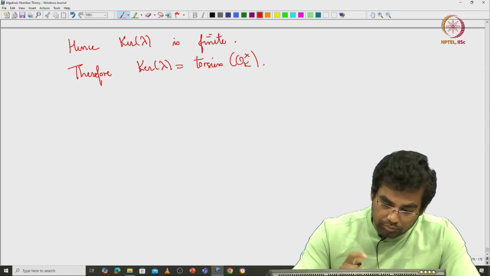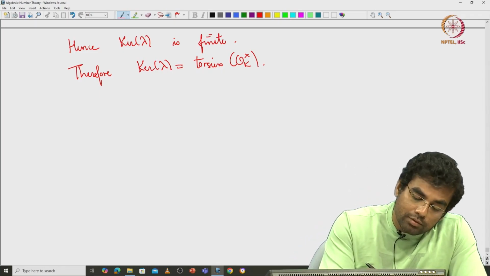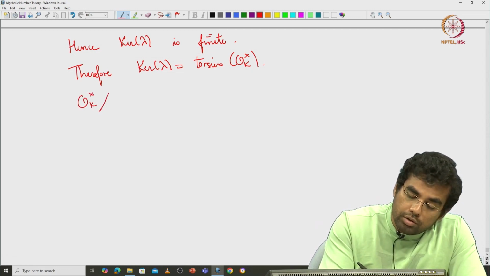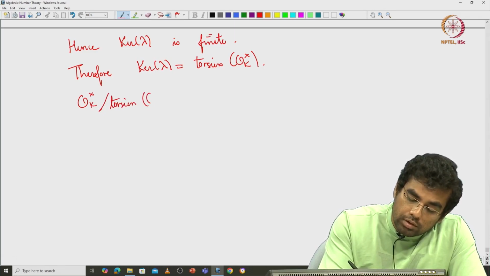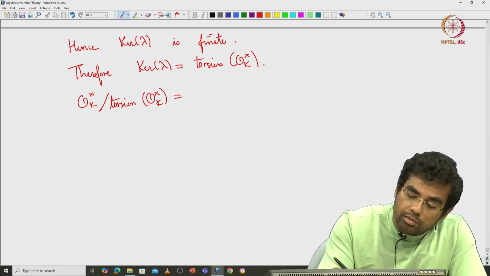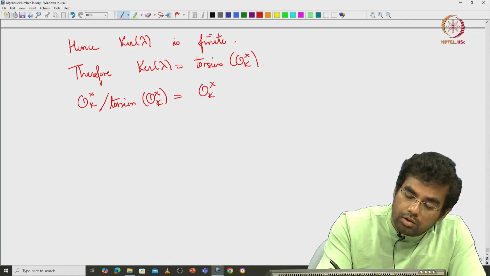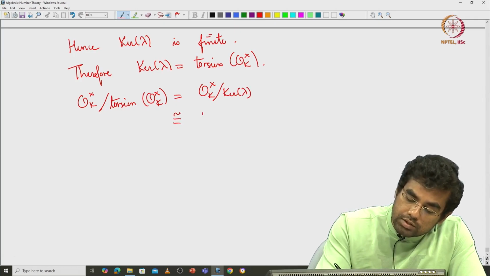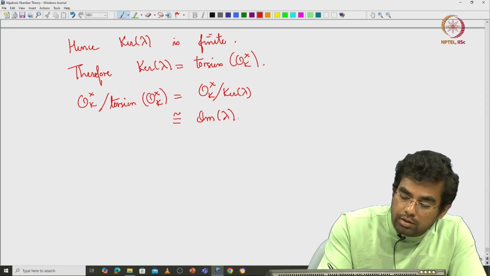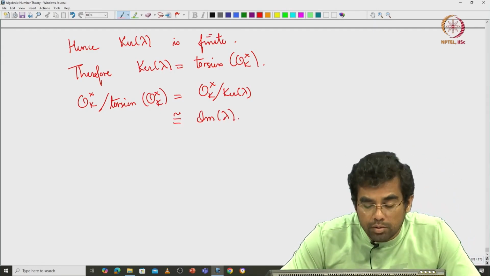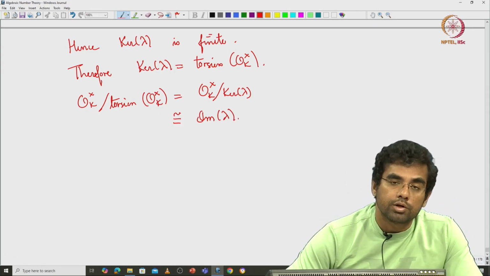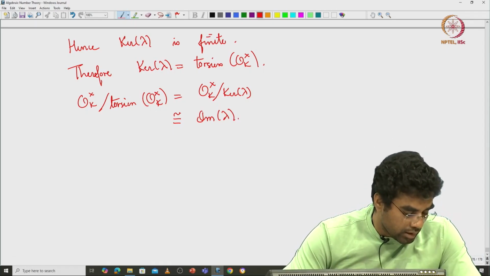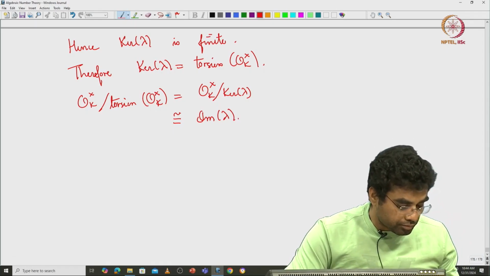Okay. So, the upshot of this is that OK cross modulo torsion, which is the object that appears in the statement of the theorem, is the same as OK cross modulo the kernel of lambda, and this thing is isomorphic to the image of lambda. Therefore, if we prove the claim, we get our theorem that the image of lambda is a lattice in H.